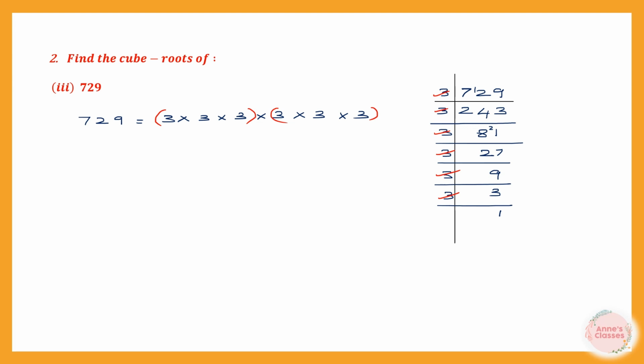Now to find the cube root of 729, we write it this way, 729 cube root. We're going to take one from each triplet. So I have 1 3 and one from the other triplet, another 3. So the cube root of 729 is 3 into 3, which is 9. 3 threes are 9.